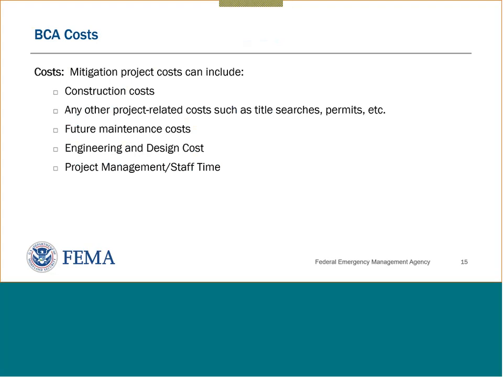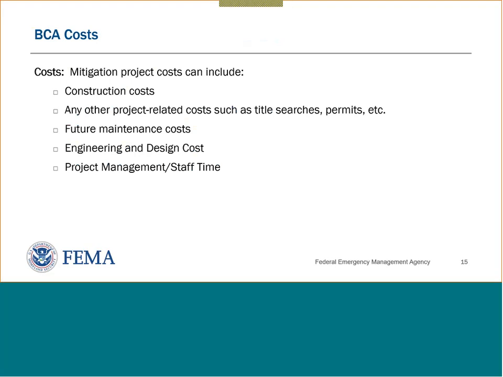So costs, mitigation project costs can basically include anything it takes to implement a project. And it would be construction costs, labor and materials, equipment rental, that sort of thing. Any related costs such as title searches, if you're doing something around home acquisitions, any sort of permits you might need from your local community government. If you're doing in-water work, perhaps permits from the U.S. Army Corps of Engineers and that sort of thing.